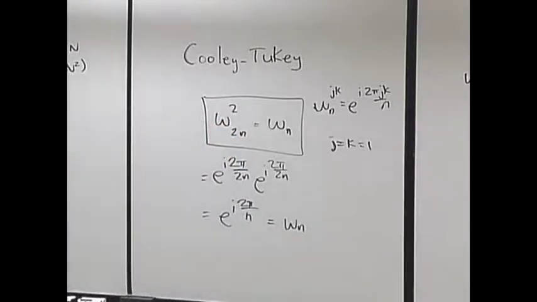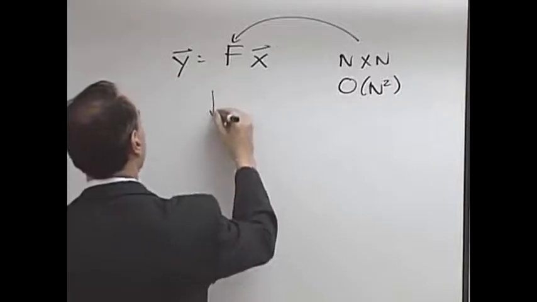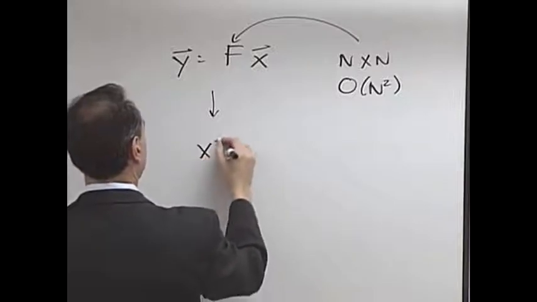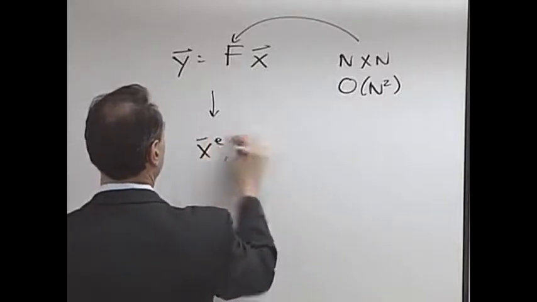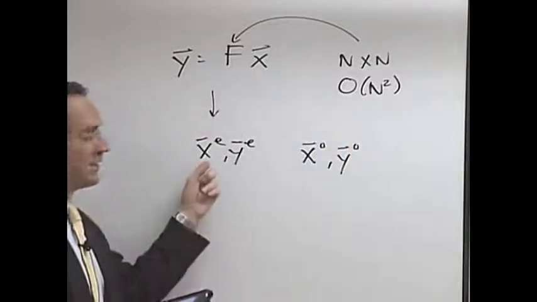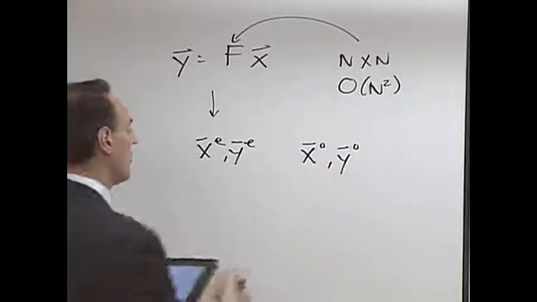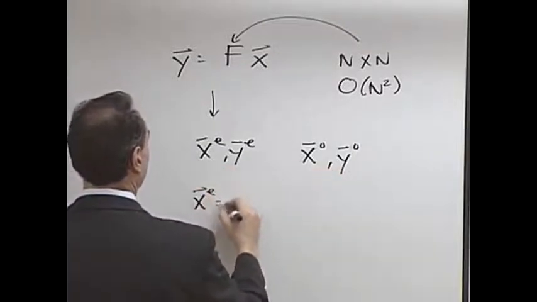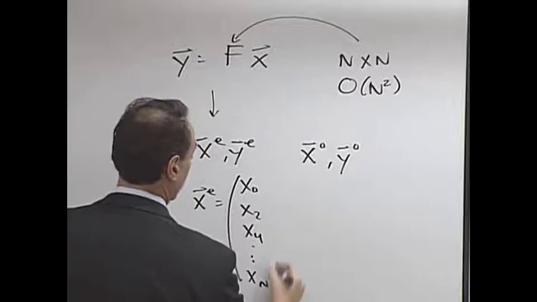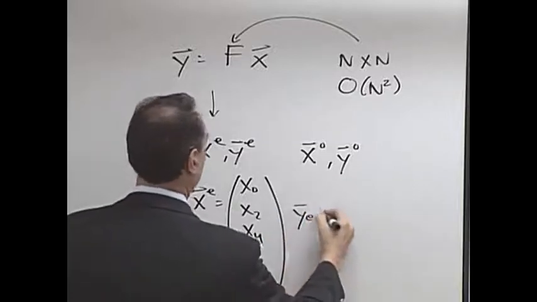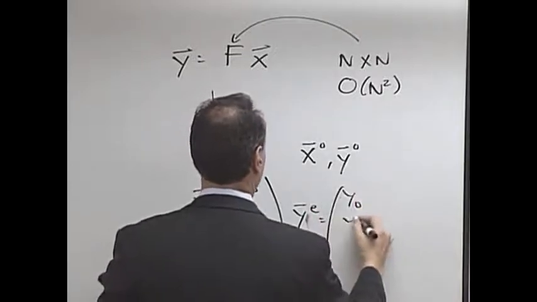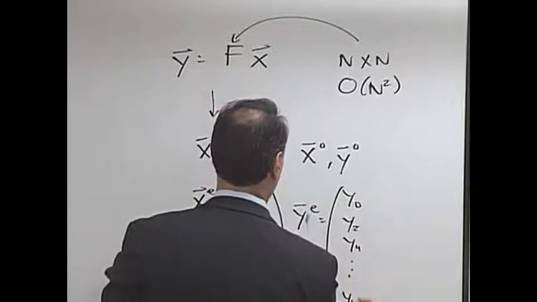The ultimate consequence is that this problem can be rewritten. In particular, if I make four new vectors: X even, X odd, Y even, Y odd. X even is X0, X2, X4, all the way to X of n. Y even is something similar. It's Y0, Y2, Y4, all the way to Y of n.